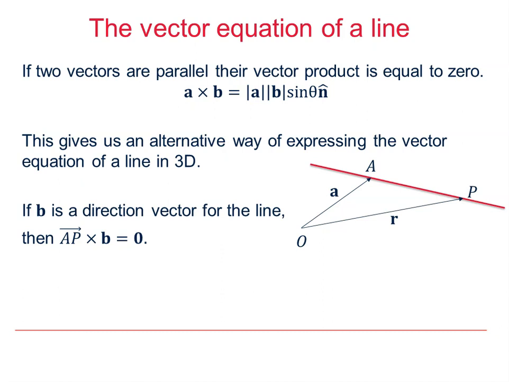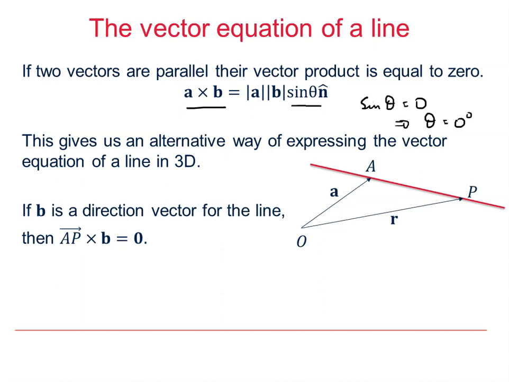Well, we know that if two vectors are parallel, then the vector product, which is a cross b, is equal to mod a mod b sine theta n hat, where n hat is a vector normal to a and b of unit size. Now, if sine theta is equal to 0, and a and b are not 0, this means that a and b must be parallel. Sine theta equal to 0 implies that theta is equal to 0 degrees.